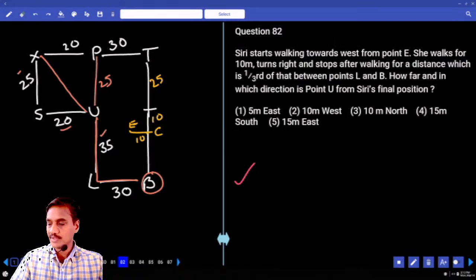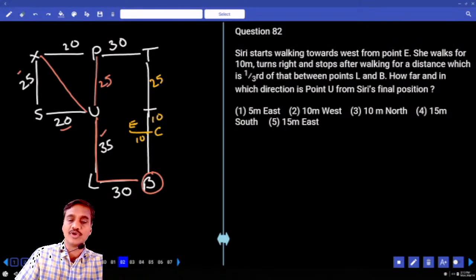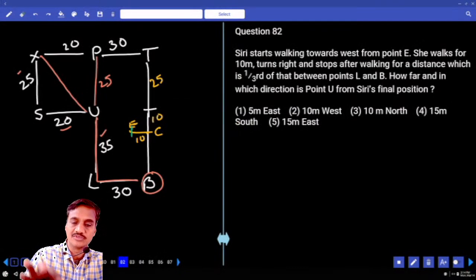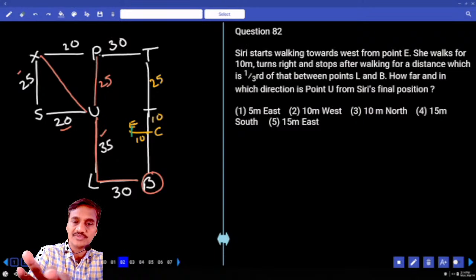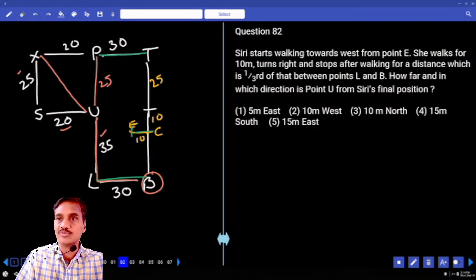Then 82. Now in this 82, series starts walking towards west from point E. From point E, she has started moving west. How much did she travel? 10 meters. Now as of now, out of this 30, the distance between C and E is only 10 meters. And how much is left over? 20 more is left over.